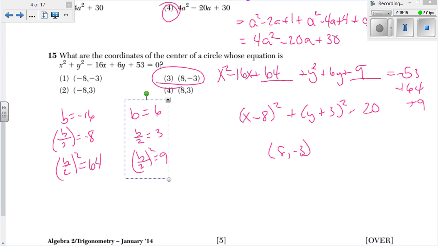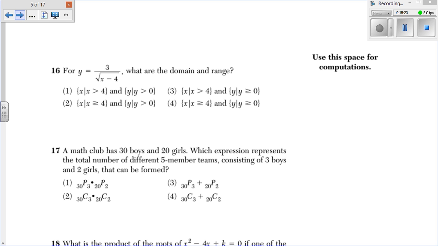All right. Next question. For y equals 3 over the square root of x minus 4, what are the domain and the range? Well, because I have a radical in the denominator, I have to take what's underneath it and make it greater than 0. So x has to be greater than 4. It cannot be equal to 4.